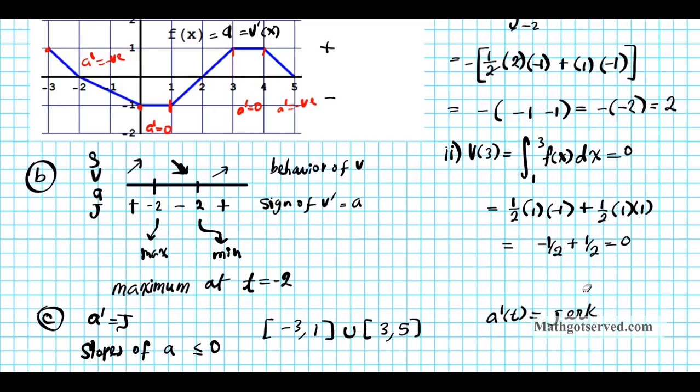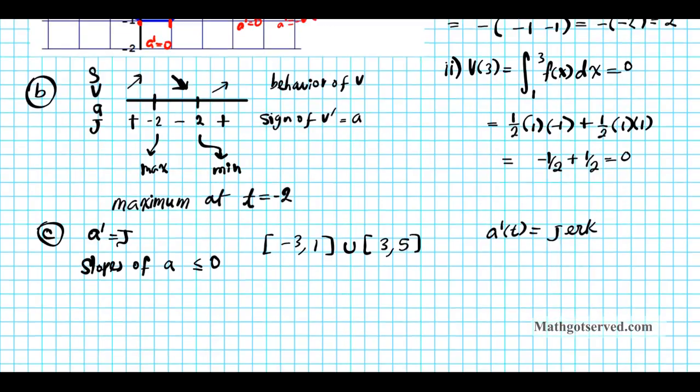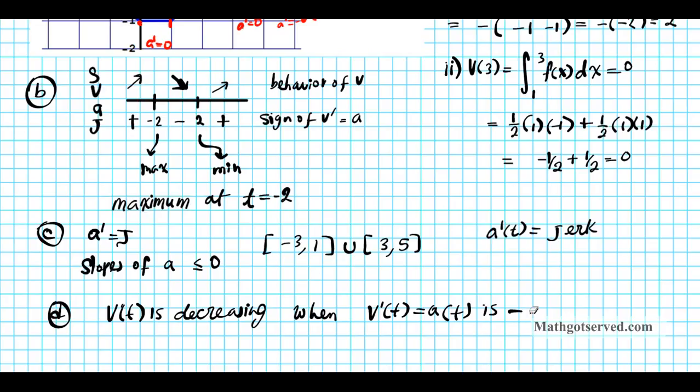Okay? Alright, let's take a look at option letter D. We want to find the intervals where the velocity is decreasing. So v of t is decreasing when v prime, which is equal to a of t, is what? Negative. Okay?